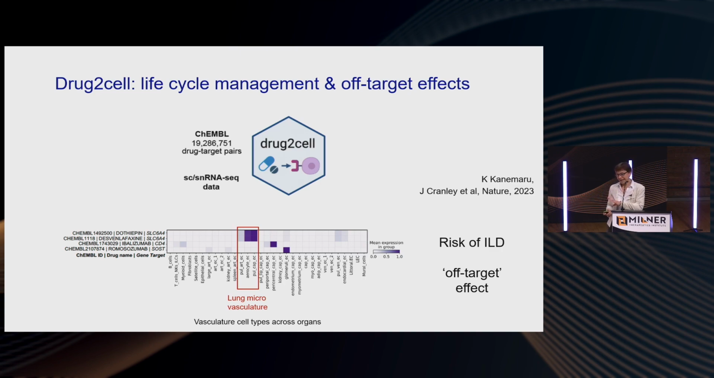While in this case I'm just giving an example of an off-target effect, you can of course also think about using this type of approach to do drug repurposing and drug life cycle management. And of course, the previous speaker talked a lot about having the right drug for a target, but you also have to be really, really sure that you know whether that target is expressed in the right cell type. And this is really what this kind of approach with the human cell atlas data can give you.